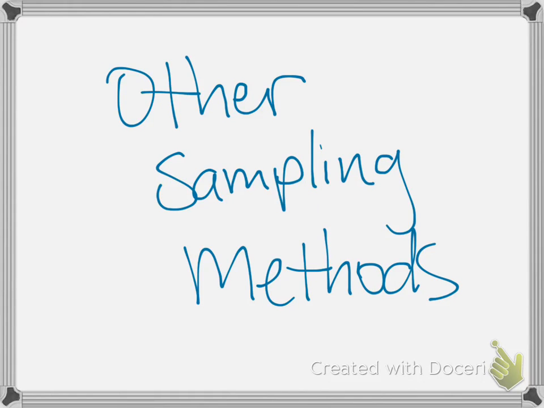So simple random samples aren't the only ways that you can reliably take samples for your data. There are some other sampling methods that we do need to discuss briefly, although simple random sample is certainly the method that's going to show up most often.